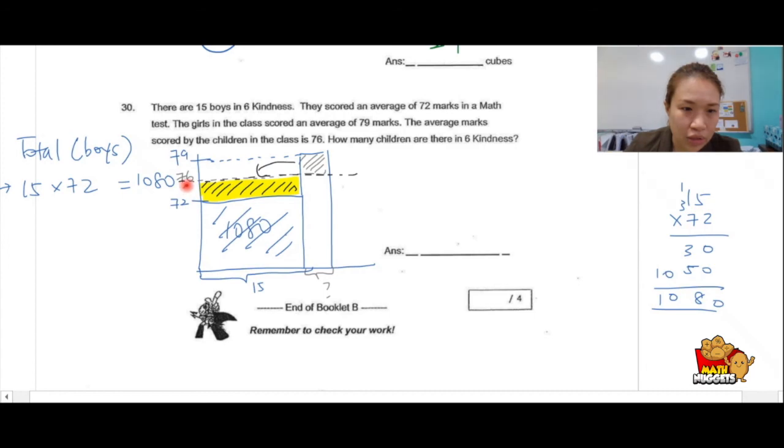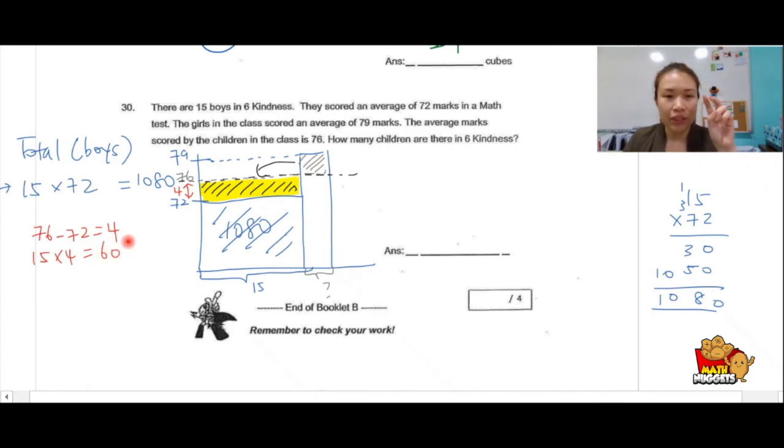The difference over here is 4 marks. So 76 minus 72, we get 4. So the boys score an average of 72, which is 4 marks short of the average. There are 15 of them. 15 times 4 will be 60. Which means the girls need to donate 60 marks to the boys. So this part here is 60 marks.